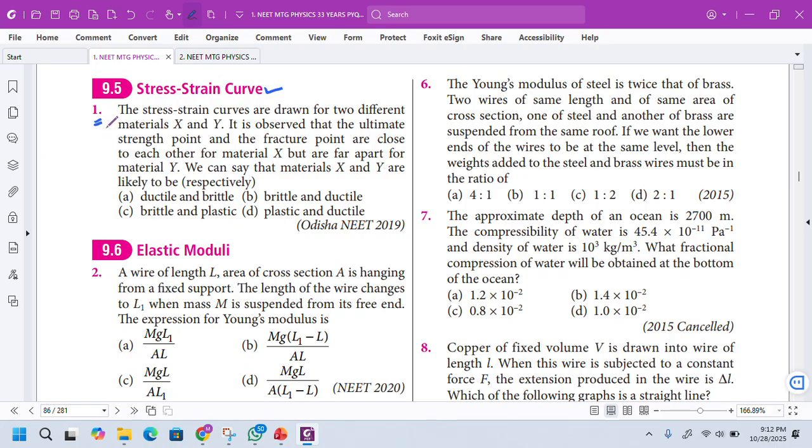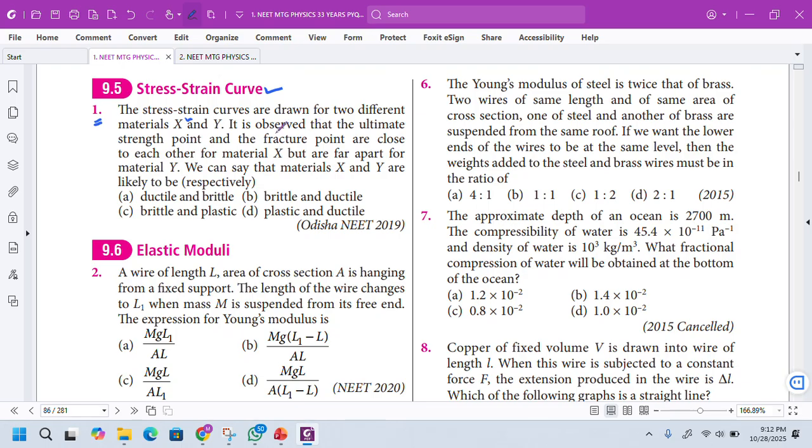Dear students, I am going to solve the first NEET question on this chapter, that is question number 1. I will read the question first, I will tell you the answer, and I will give the justification for that particular answer. Now, the stress strain curves are drawn for two different materials X and Y.